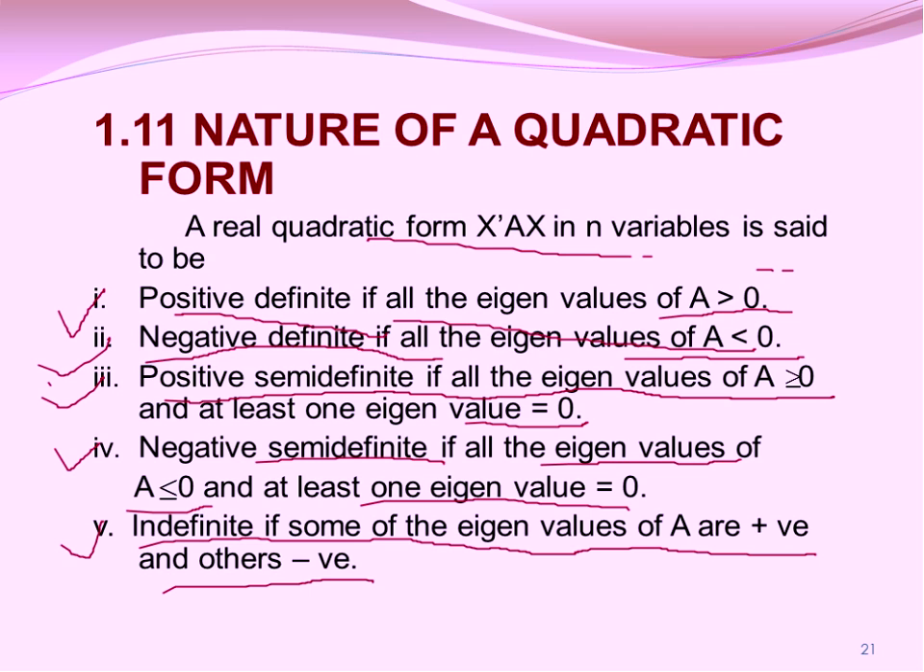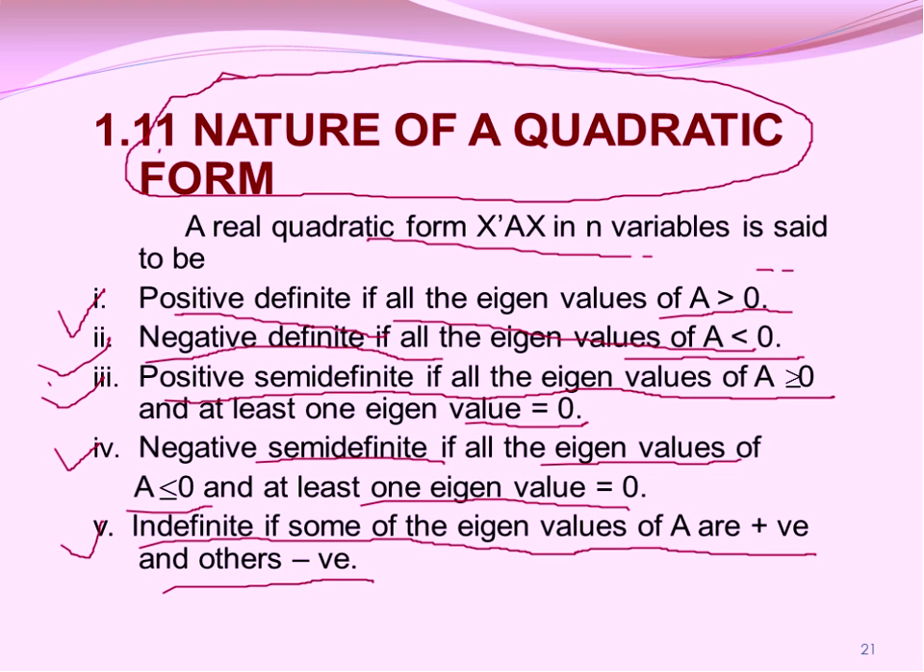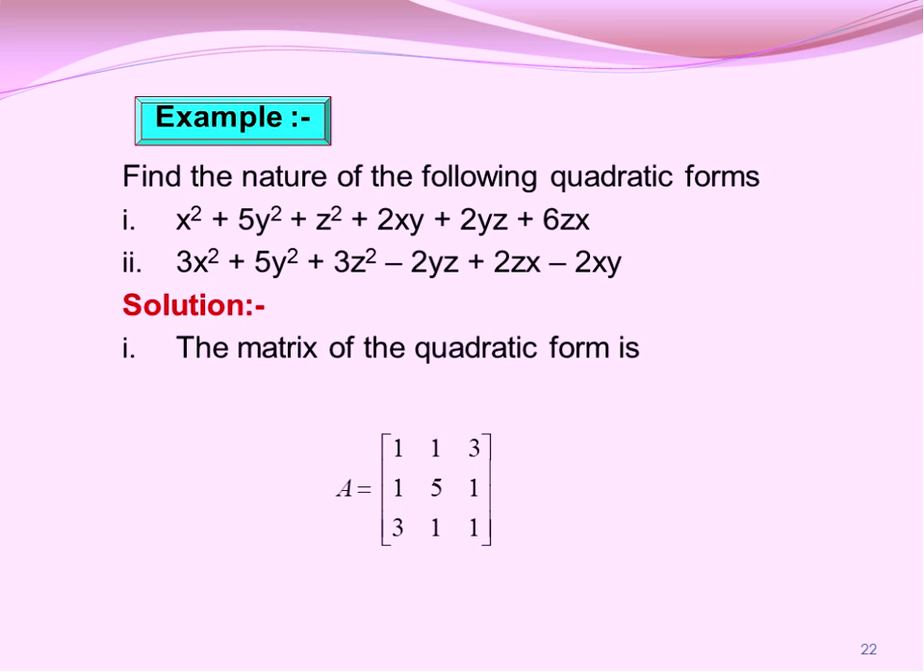The quadratic form is indefinite if some of the eigenvalues of A are positive and others are negative. So there are five cases we discussed: positive definite, negative definite, positive semi-definite, negative semi-definite, and indefinite. From these we can know the nature of the quadratic form.